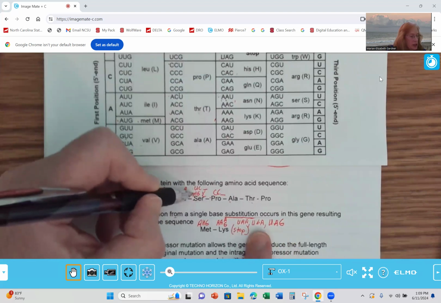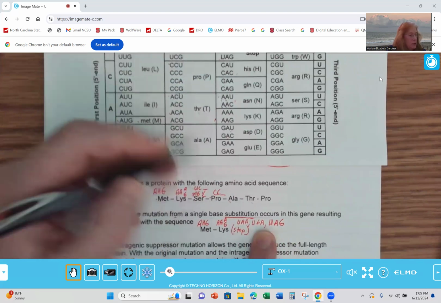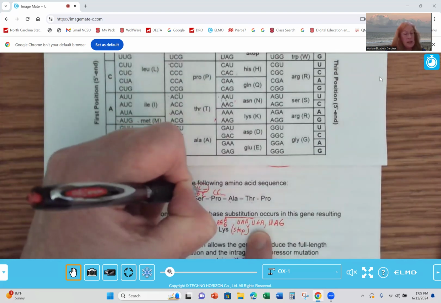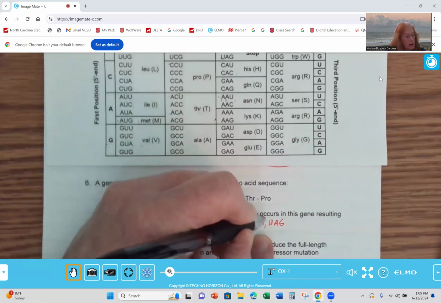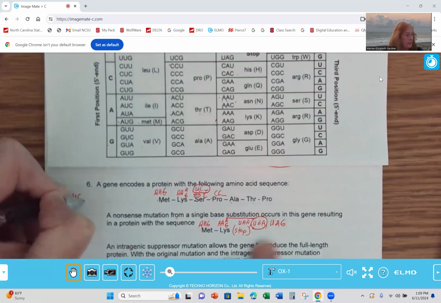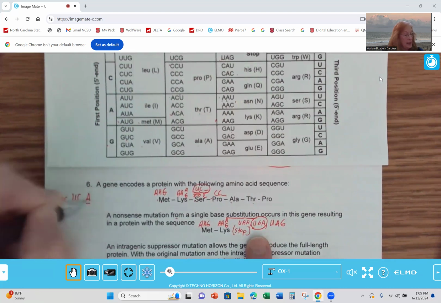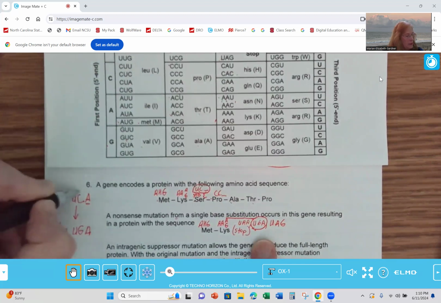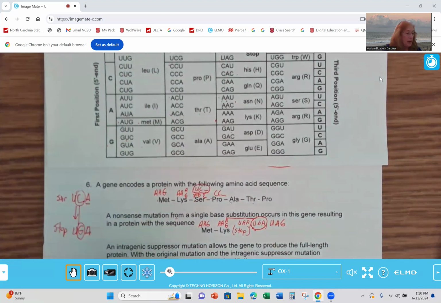So this AG, U or C, I'd have to change more than one place. So I must have started off with this UC, and that C must have changed to a G. So what I'm thinking is my serine codon was UCA. And I'm saying it's A because my stop codon had an A, went to a stop codon of UGA. So C to G.